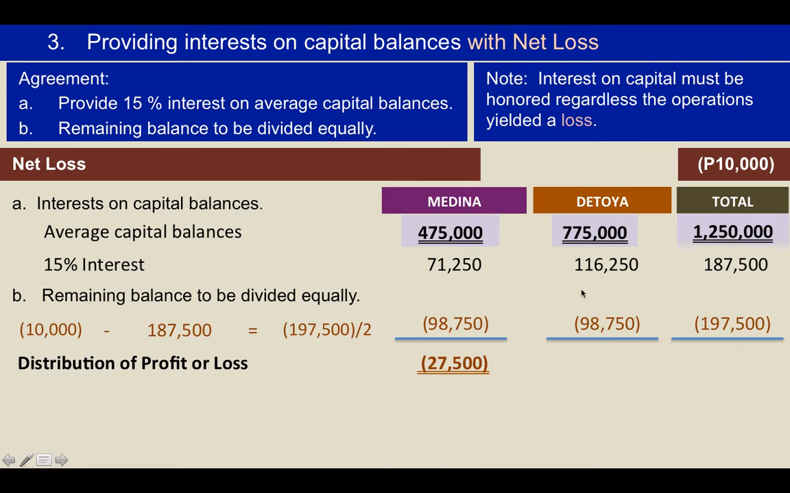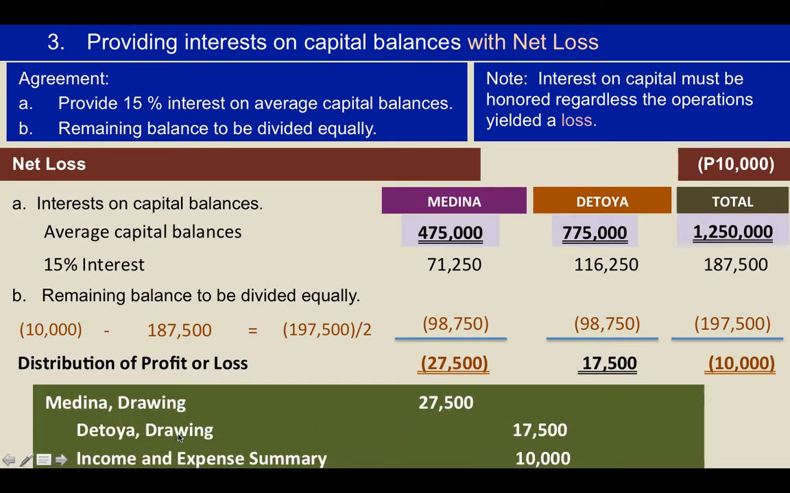For Detoya, he received a 15% interest of 116,250 but shares on the balance of 98,750. So there is a positive of 17,500. Okay, so the net balance of this is 10,000 negative as well as on this side. Okay, so the answer here, considering that this is a negative, so it will be a debit to Medina drawing of 27,500 and a credit to Detoya drawing of 17,500 and a debit to income and expense summary, which is the loss of 10,000. So this will be the entry. Okay, let us move on.